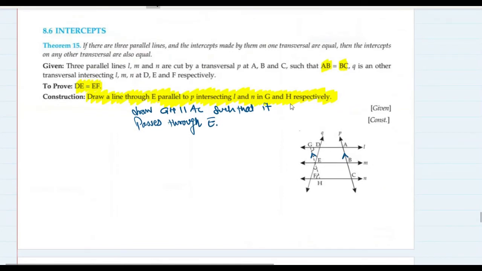Now we come to the part of the proof. Remember, we have to prove that DE is equal to EF. Now we know that lines L, M and N are parallel to each other. Also, GE is parallel to AB. Can we say that GE is parallel to AB? Yes, we can say that. And we can also say that EH is parallel to BC. AC is a straight line, so GH is also a straight line.